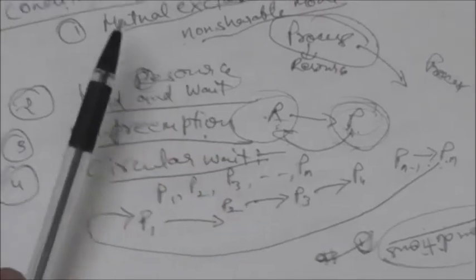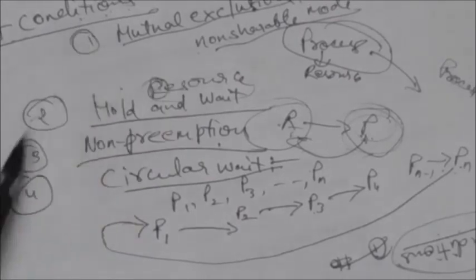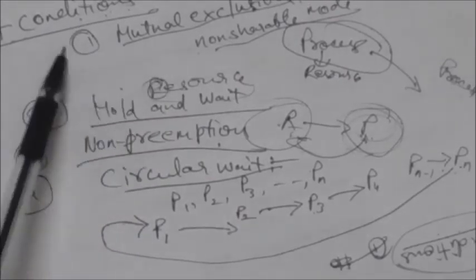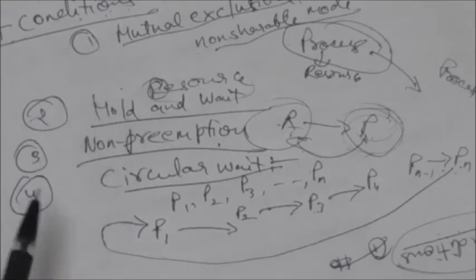So if these four conditions hold simultaneously in the system, then the set of processes is said to be in deadlock.